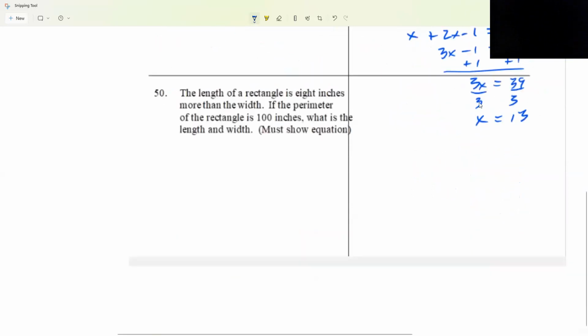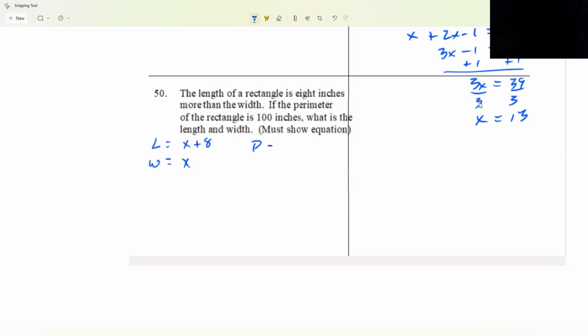The next thing you've got is the length of the rectangle is 8 inches more than the width. If the perimeter of the rectangle is 100 inches, what is the length and the width? This is the same exact problem as the one we just did. Here you have the length, here you have the width. They tell you that the length of the rectangle is 8 inches more than the width. You don't know what the width is, so we call it x. So the length is going to be x plus 8.